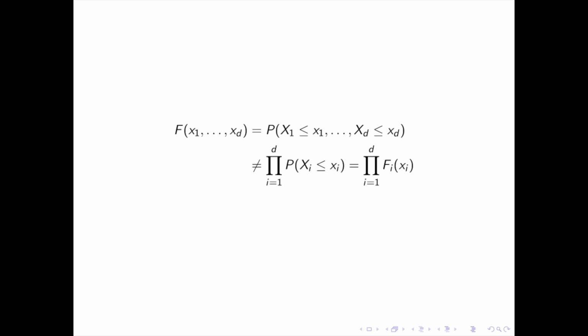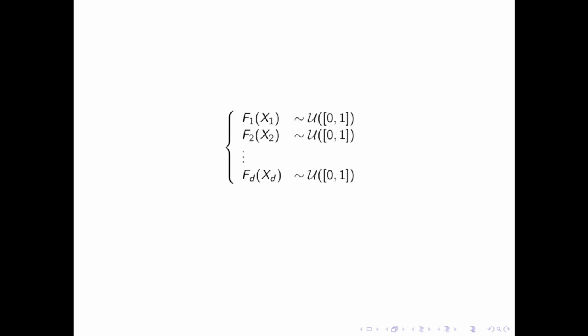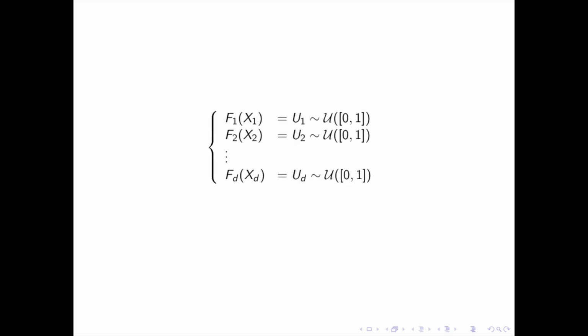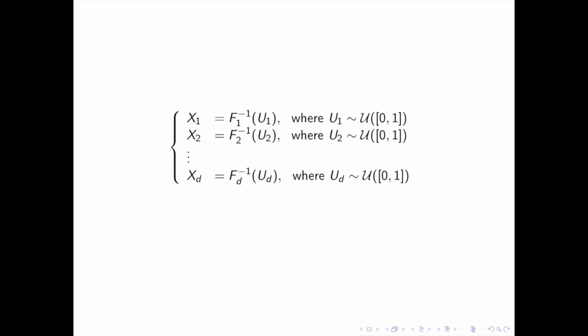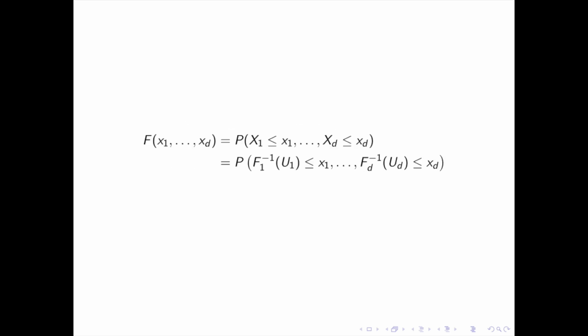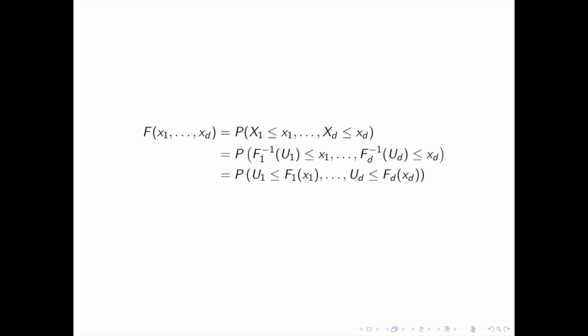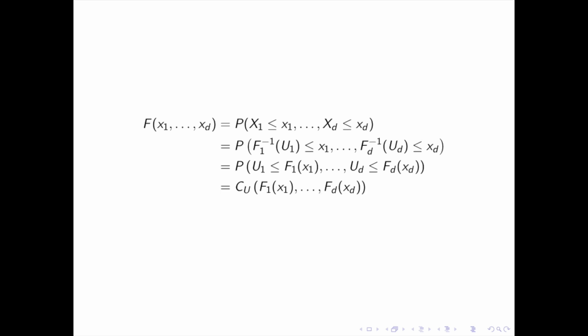However, a variant of Gauss' theorem states that each random variable Fi(Xi) has a uniform distribution on [0, 1]. Therefore, if we denote them by U1, U2, ..., Ud, then this implies that X has the same distribution as this d-dimensional vector. And therefore, we can rewrite the cumulative distribution function F of X. Then we compose by Fi in the inequalities. And denoting by C the cumulative distribution function of the joint variable U1, U2, ..., Ud, we obtain a new expression for F.